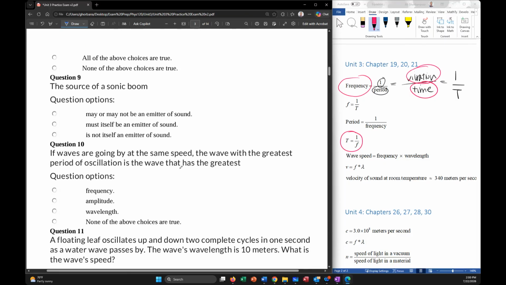Number 9. The source of a sonic boom may or may not be an emitter of sound, must itself be an emitter of sound, or is not itself an emitter of sound. So the right answer is may or may not be an emitter of sound. The source of the sonic boom can be an emitter or not an emitter.